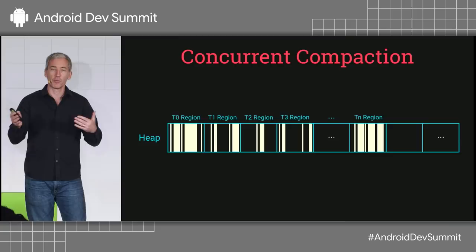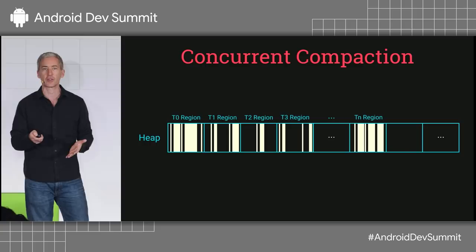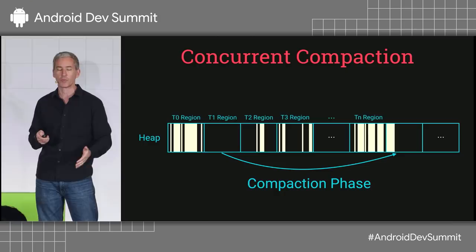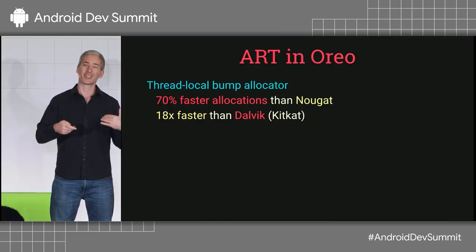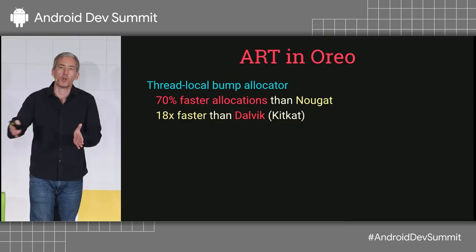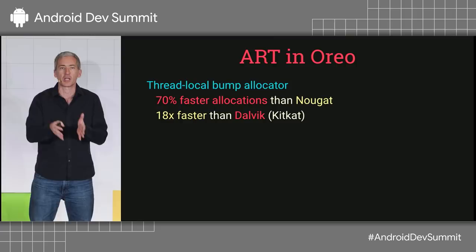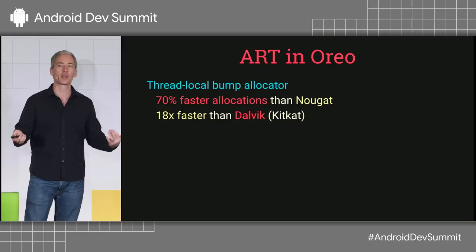So we see the T1, 2, and 3 regions here don't have much going on. So we're going to take all of those allocations and move them somewhere else in the heap, completely emptying out those buckets. This allows something super efficient called a thread-local bump allocator. All we have to do is move a pointer. We don't need to walk the heap to find where the free space is. We just put the next object in the next available space, and we know where that is according to the pointer. Turns out all of this stuff put together, we're now 18 times faster than Dalvik for these allocations.